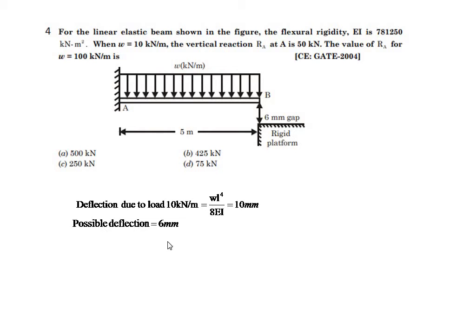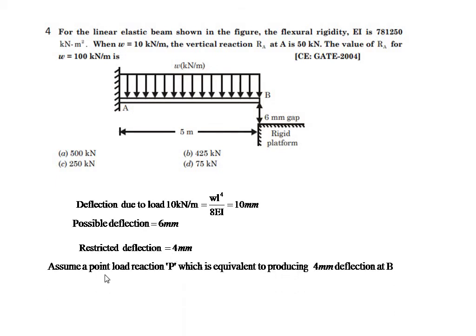Possible deflection is only 6 mm, so the restricted deflection is 4 mm. Assume a point load reaction P, which is equivalent to producing a 4 mm deflection at B in the upward direction. I am considering RB to be P. PL cubed by 3EI is the deflection equation for a cantilever beam with point load at the free end. The deflection is 4 mm. When I put it in the equation and solve, I am getting 75 kilonewton as the answer.